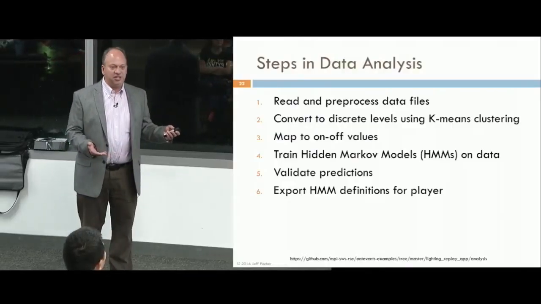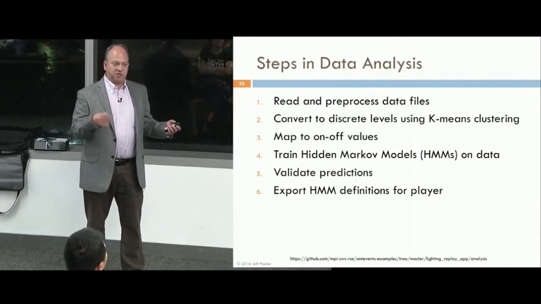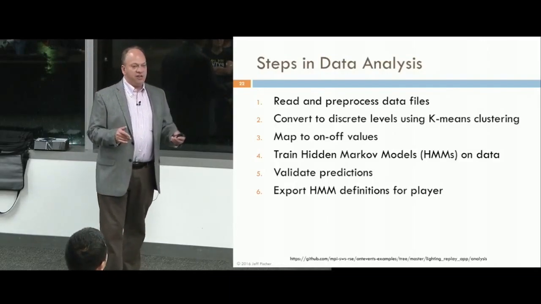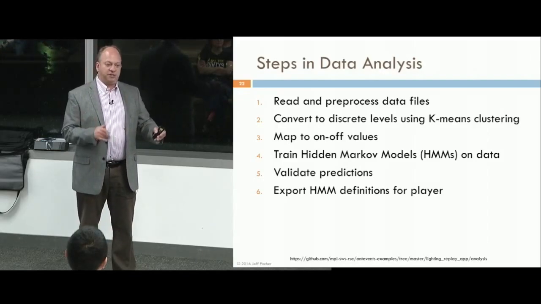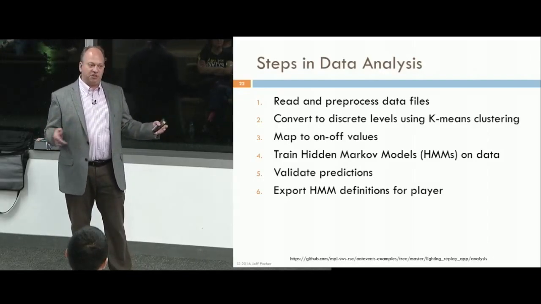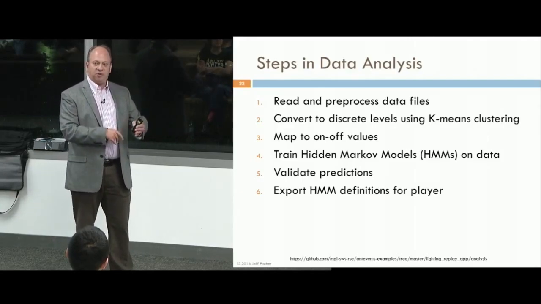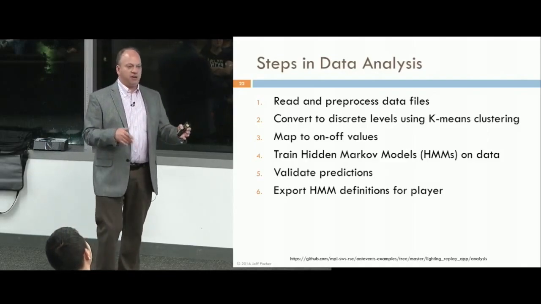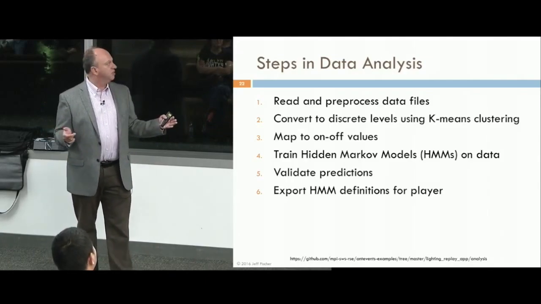So the steps that I'm taking in data analysis more specifically are basically read and preprocess the data file. So I'll go through some steps to smooth out the data and pre-process it. Then it's almost analog data in the sense that it's some floating point number between 0 and 1,000 or something like that. And there's a lot of different values. So I want to convert this to a smaller number of discrete values that I can look at. And then I have to map that to saying, okay, was the light on or off based on those values?